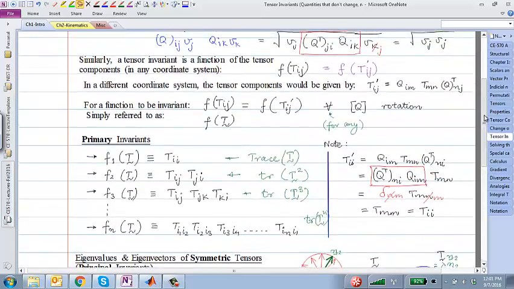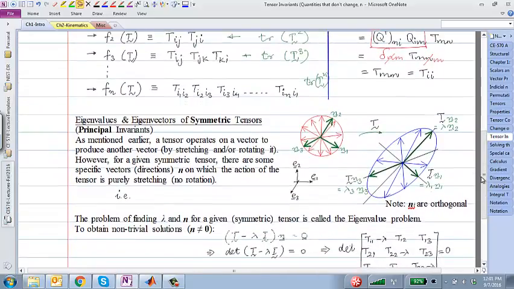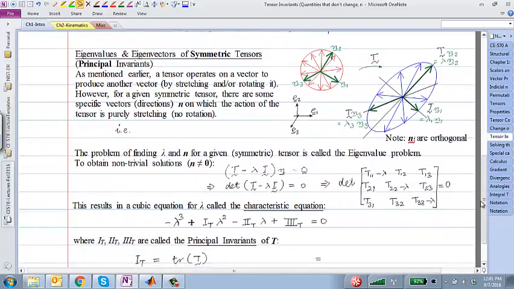One quick thing to point out here is that since we are talking about tensors in 3-dimensional space, only the first three of these are truly independent, meaning all of the rest after the first three can be expressed in terms of the first three. So these three primary invariants are truly independent, but everything else is dependent upon those three invariants. All right, so that's primary invariants.